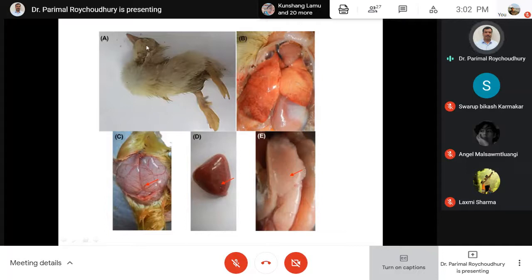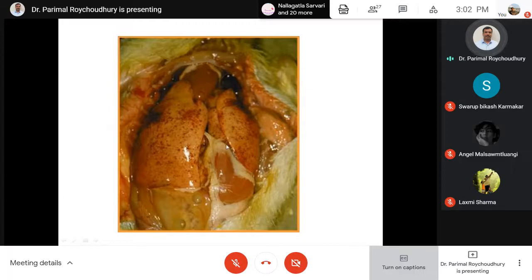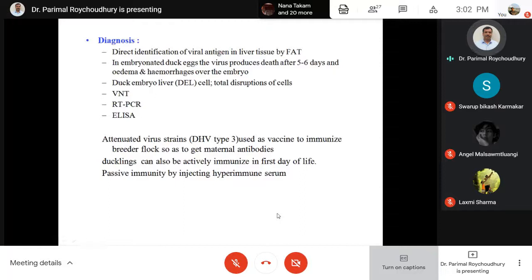At postmortem, what we can observe is pinpoint ecchymotic hemorrhages in the liver and massive damage in the liver. The mottling of the spleen we can see, and these are the ecchymotic hemorrhages that occur in the liver. So extensive hepatic necrosis occurs, and that leads to death. Okay?